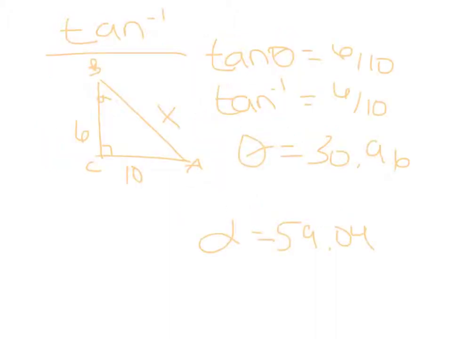For my tangent to the negative first problem, I did the triangle, and the adjacent side to A was 10, and the opposite side was 6, and the hypotenuse was x. So I did tangent of theta equals 6 over 10, tangent to the negative first of 6 over 10, and then theta equals 30.96, and the missing angle would be 59.04, because 90 minus 30.96 is 59.04.